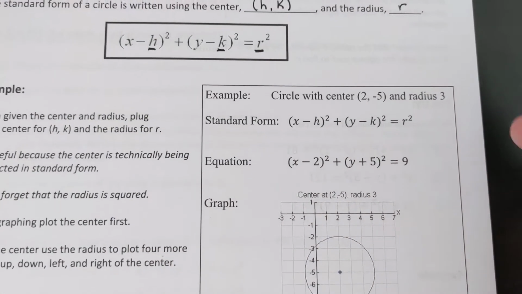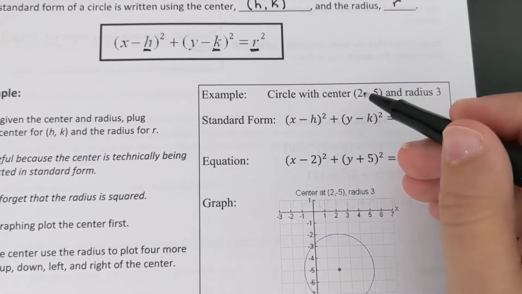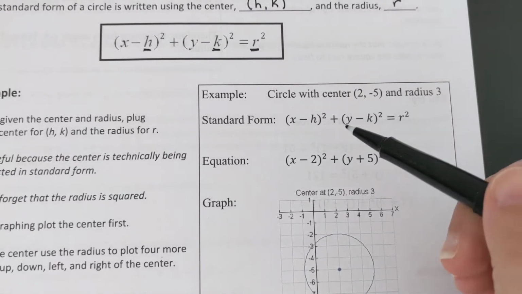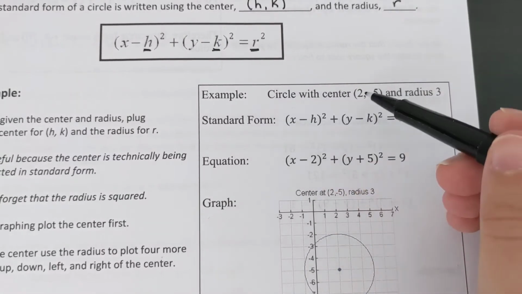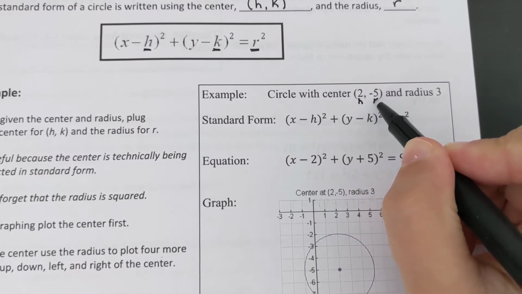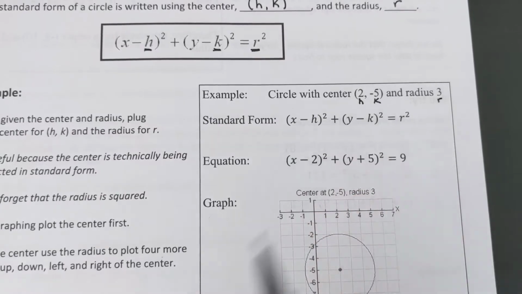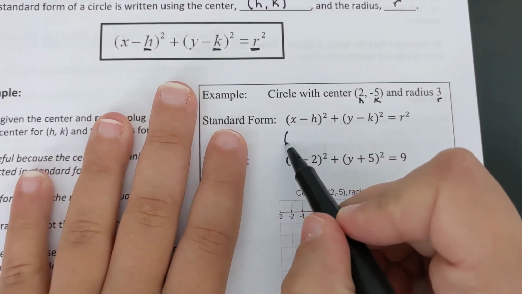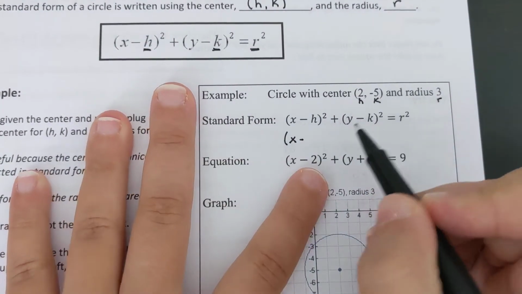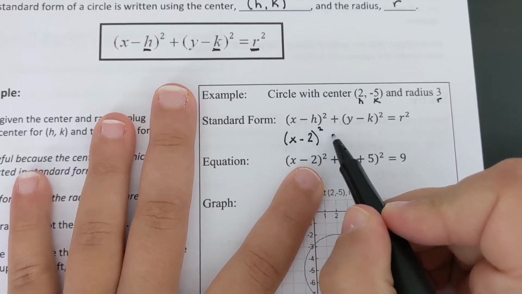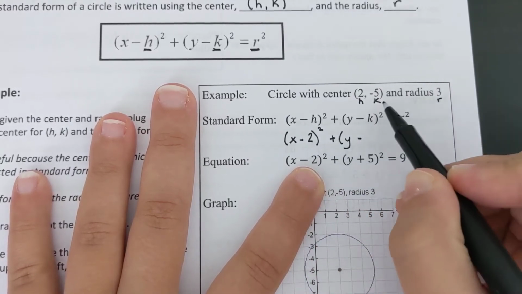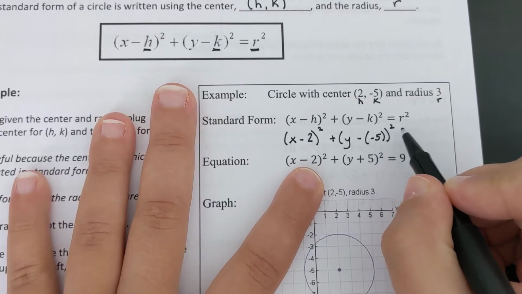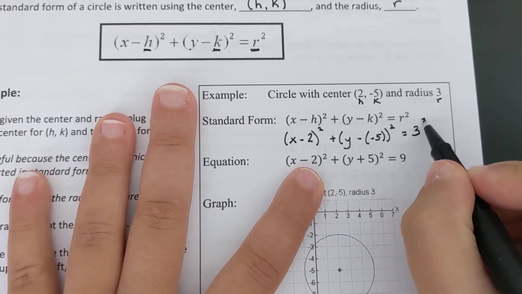So looking at this example, it has a circle with a center of 2, -5, and the radius is 3. Okay? So what we're doing here is we have to plug in, this would be h, this would be k, and this would be r, into our standard form. Now, the subtraction comes in because if I do x minus h is 2 squared, plus y minus, since k is a -5, it's really minus a negative number here. And the radius is 3 squared.